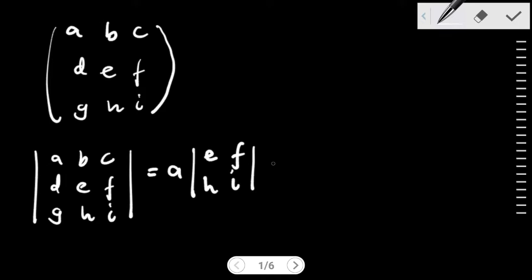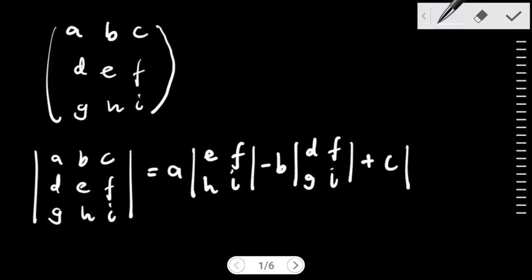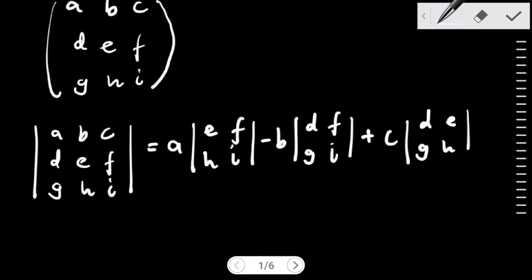So this is minus B, the determinant of, where I cancel out the row containing B and the column of B, and therefore I'm going to remain with D, F, G, I. Now plus C, determinant of, where I cancel out the row containing C and the column of C, which contains F and I. Therefore I'm going to have D, E, G, H.